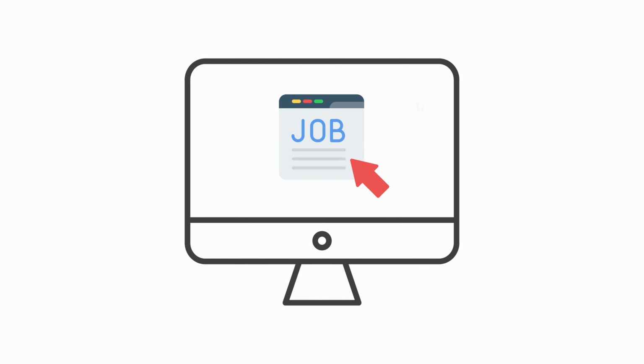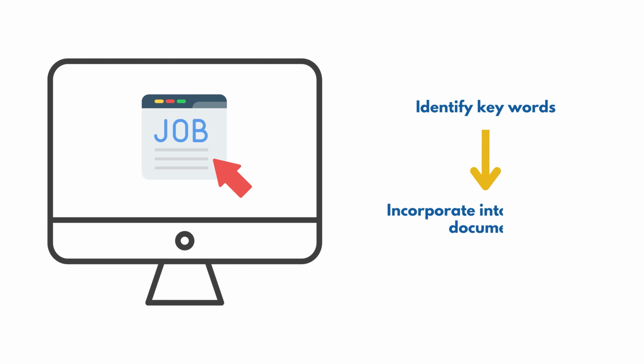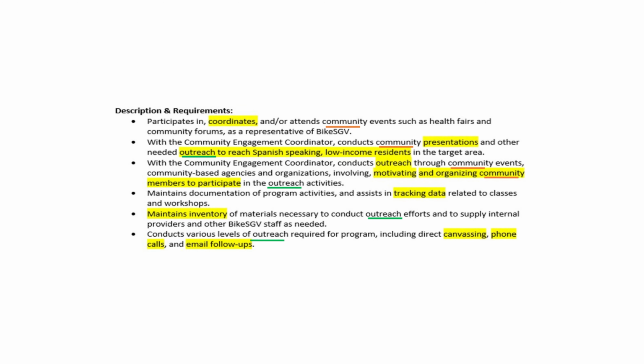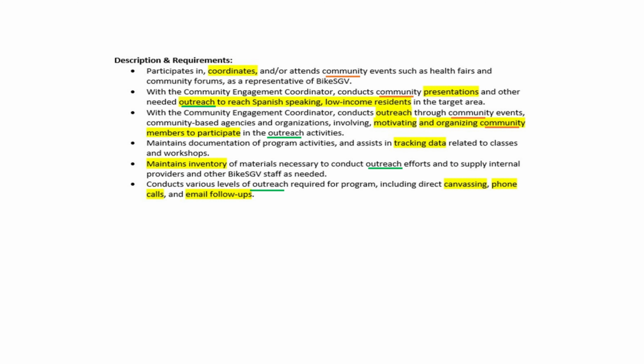As you're reviewing the job description, you want to identify keywords and incorporate them into your own documents. The next thing to look for is repetitive verbs and nouns in the posting. When reviewing the job description, focus on the first 3 or so bullets of the description. This is typically the most important part of the position and identifies the skills the organization is really looking for. So let's take a closer look at this job description and see what the keywords are.